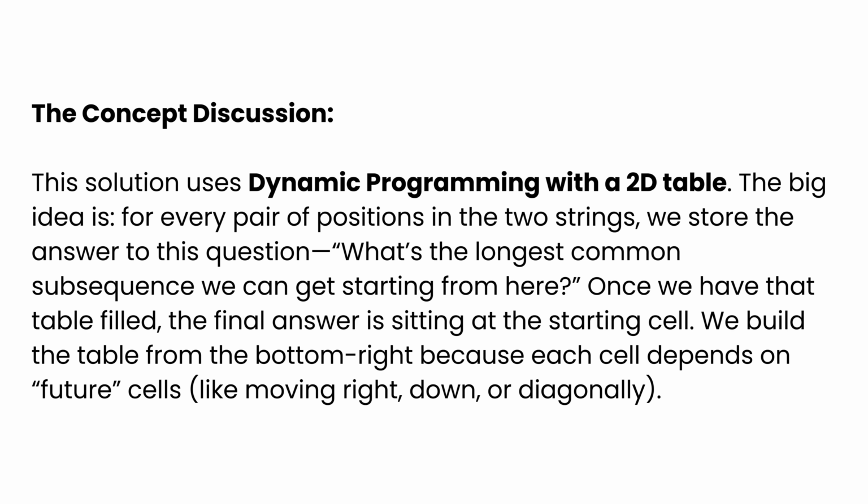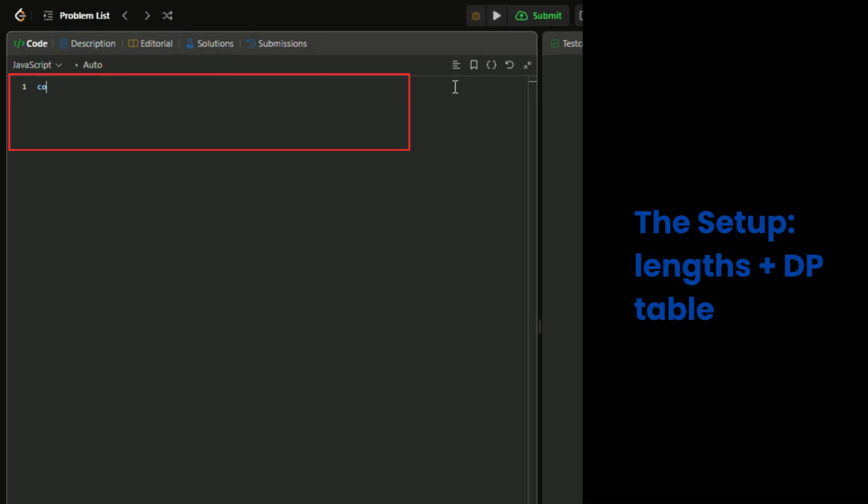We build the table from the bottom right because each cell depends on future cells. Those future cells come from moving right, down, or diagonally. First, we grab the lengths of both strings. Then we create a two-dimensional table called DP. This table has an extra row and an extra column filled with zeros. That acts like a safety border. In simple terms, DP at i and j represents the best longest common subsequence length we can get starting from position i in the first string and position j in the second string.